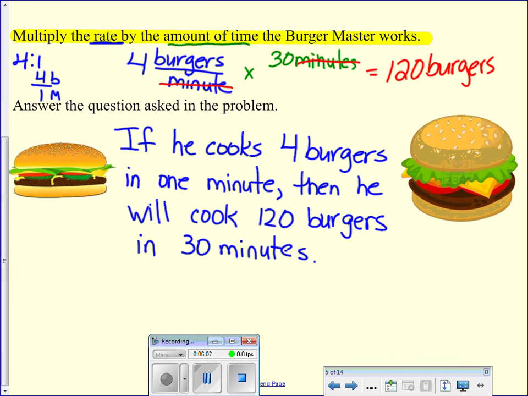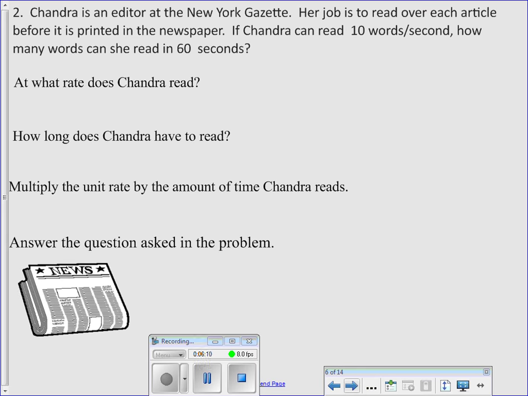Let's try one more before we work on our centers. So Chandra is an editor at the New York Gazette. Her job is to read over each article before it is printed in the newspaper. If Chandra could read 10 words per second, how many words can she read in 60 seconds? So let's work through this together, then you can copy your notes. So put your pencils down. So what is the rate that is given? What is her rate? 10 words per second. How long does she have to read? 60 seconds.